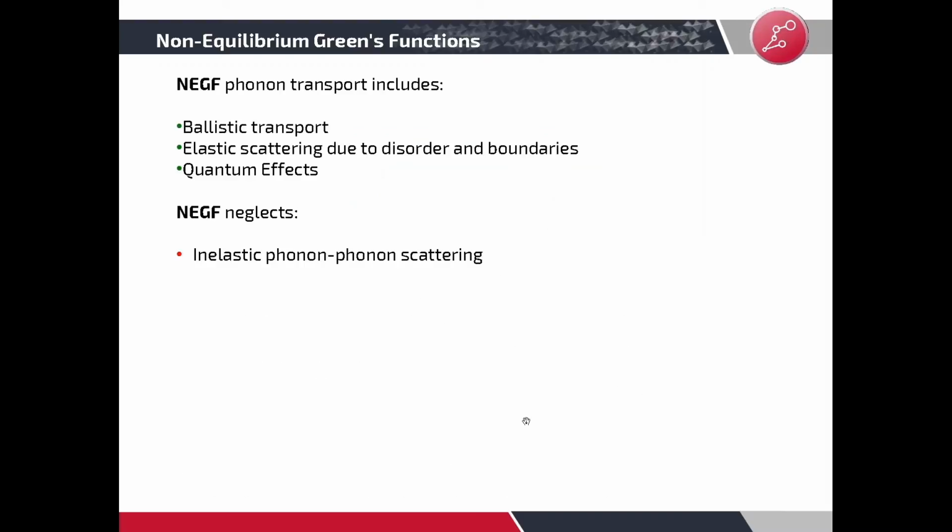So the application limits of the non-equilibrium Green's functions technique for phonon transport are the following. NEGF phonon transport includes ballistic transport. That means the phonons travel only ballistically through the central region, and we include only elastic scattering due to disorder or boundaries in the scattering region. We fully include quantum effects, in particular quantum statistics, which means that it is applicable also at low temperatures. What we do not include, as I mentioned in the beginning, is anharmonic effects, and in particular inelastic phonon-phonon scattering.